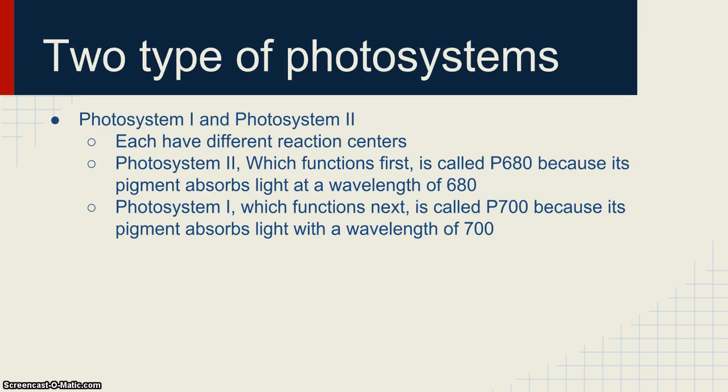We have two types of photosystems, photosystem 1 and photosystem 2. Each has different reaction centers. Now photosystem 2, which actually happens first, and this is due to the fact that it is found first, is also called P680 because it absorbs light at a wavelength of 680. Photosystem 1, which functions next, so we have photosystem 2, then photosystem 1, is called P700 because it absorbs light at a wavelength of 700.